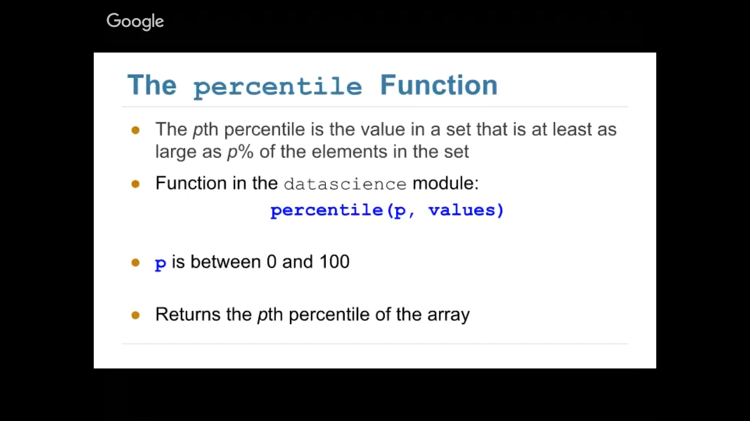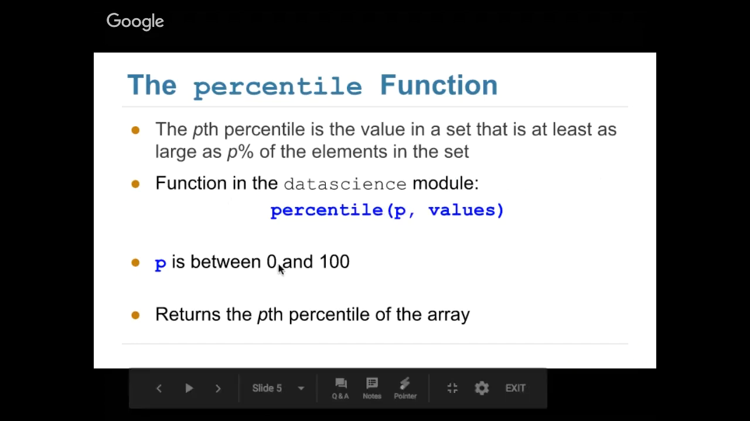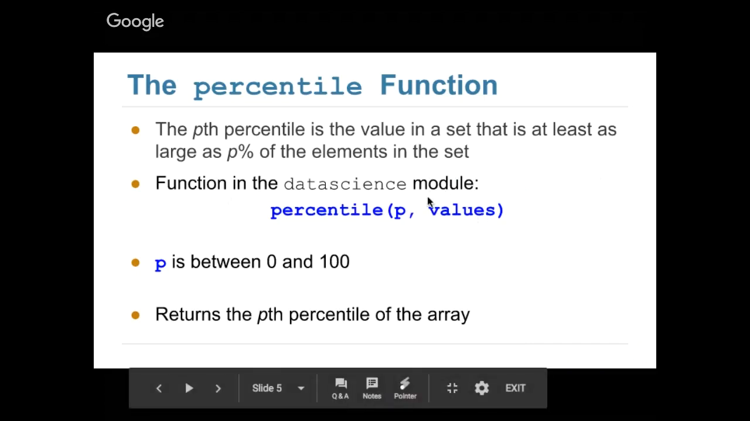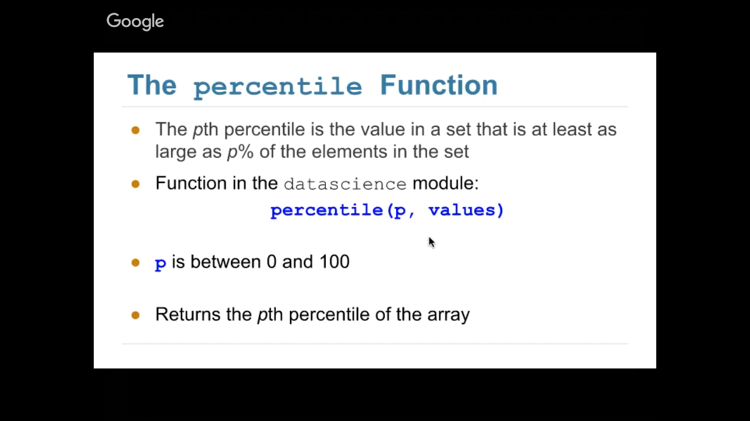There is a function for doing that. If you look at the percentile function, if we've imported data science, this function is already available. What you can do is you can say percentile p, which is a number between 0 and 100 for your percentile, and put in values as a second argument here, which could be an array or a list. It'll just return to you the pth percentile. So if you pass in 80 and pass in that list that we had before, it'll return to you 7.